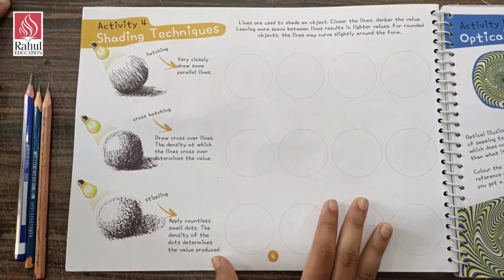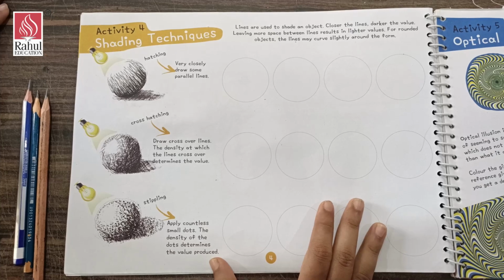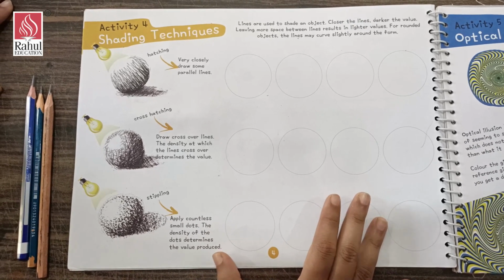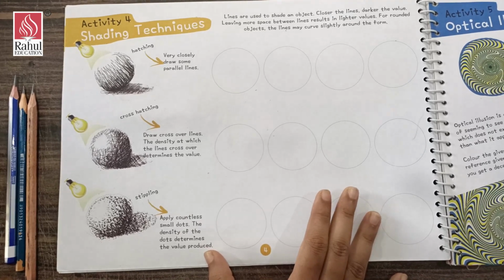The closer the lines, the darker the value. Leaving more space between lines results in a lighter value. For rounder objects, the lines may curve slightly around the form.